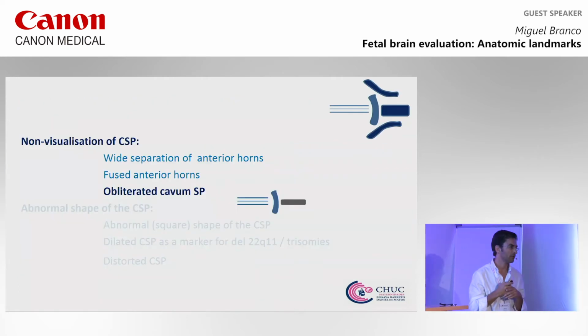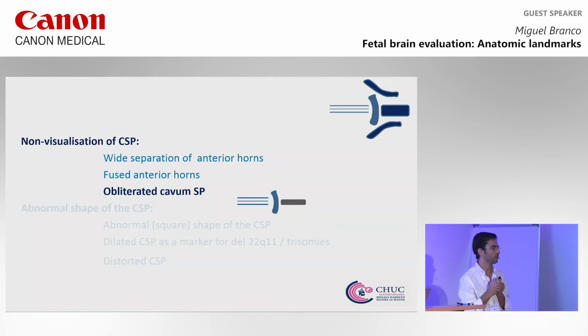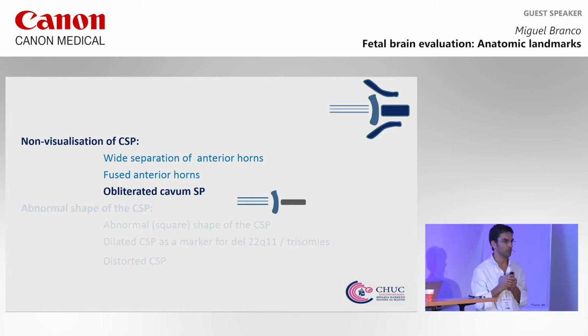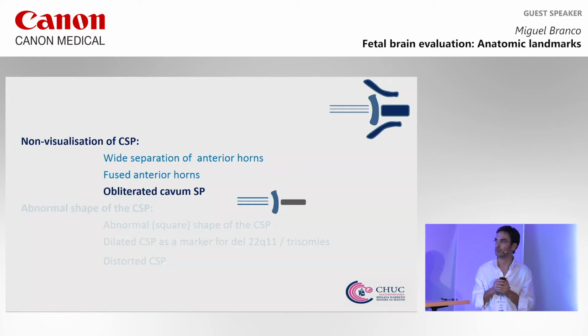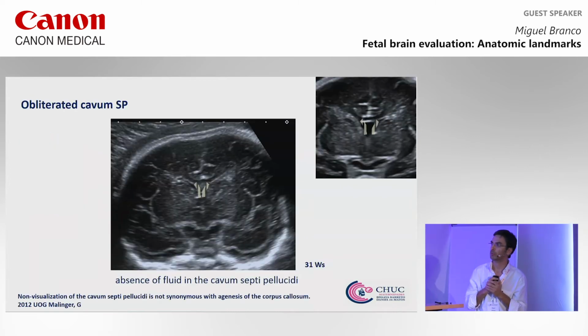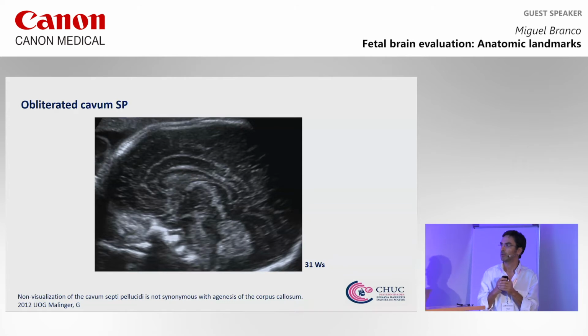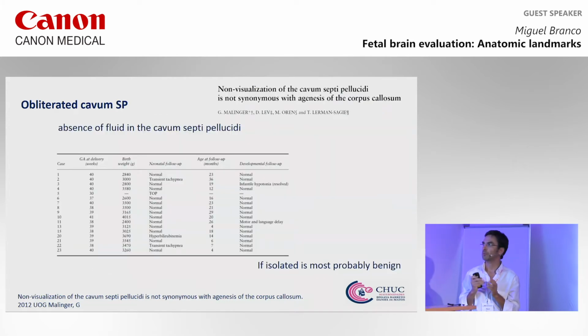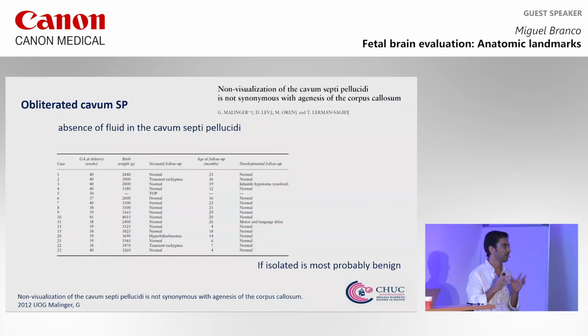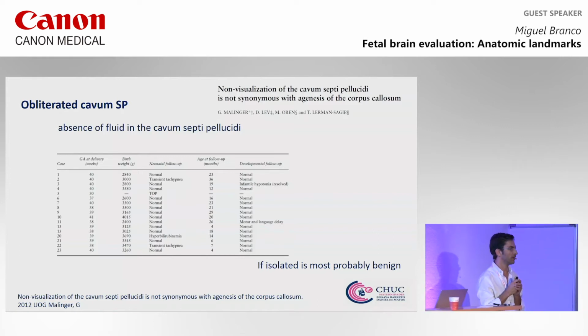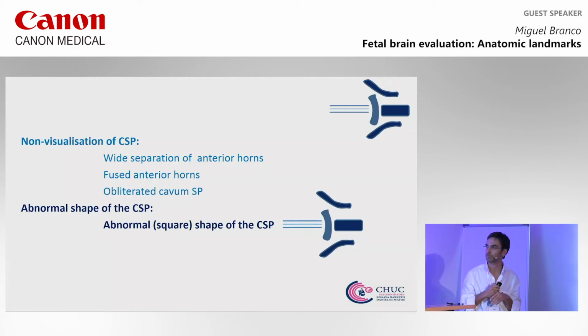Now we come to the last of this group, where we are not able to identify the cavum septum pellucidum because it is obliterated. Here we are able to identify the two leaflets, the two septi, but no fluid inside it, and also in sagittal evaluation. Sometimes the cavum vergae is patent. Absence of fluid in the cavum septum pellucidum, if isolated and everything else is normal, is probably a benign situation, as described by Mellinger in 2012.